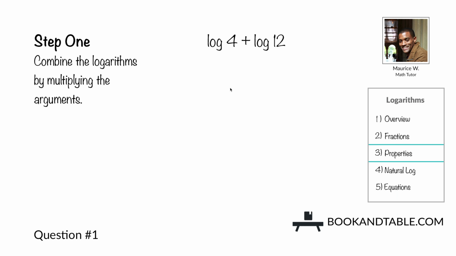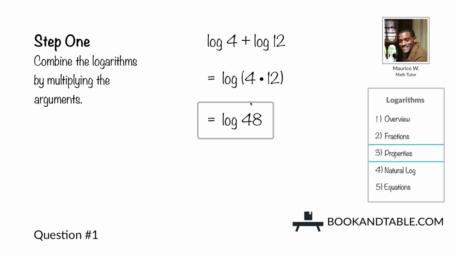Question number 1. We are given log of 4 plus log of 12. Since the base is not shown, they're actually the same. These are common logs. They have a base of 10. So they do have the same base, so we can combine these two terms. And we do so by multiplying the arguments, 4 times 12. And 4 times 12 is equal to 48. So log of 4 plus log of 12 is equal to log of 48. So that is the answer to question number 1.